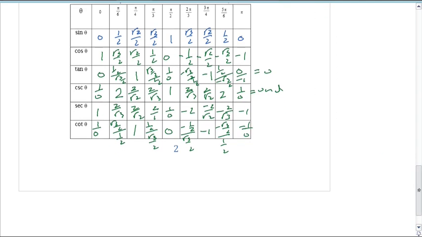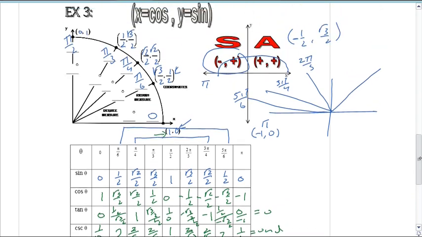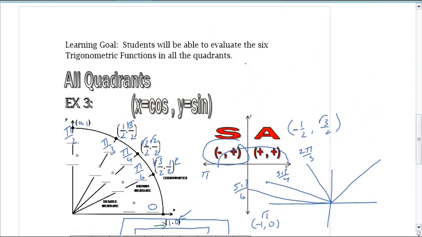Okay, so much that I had to break it up into 2 parts, but let's see how we're doing with our learning goal. Students will be able to evaluate all 6 trig functions in all the quadrants. You'll be able to do this especially after the next video that does the 3rd and 4th quadrant. I'll see you on the next video. Thanks.